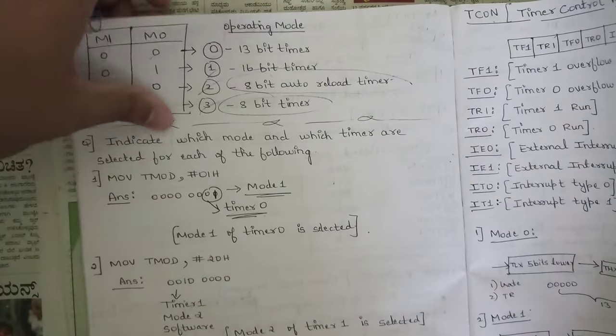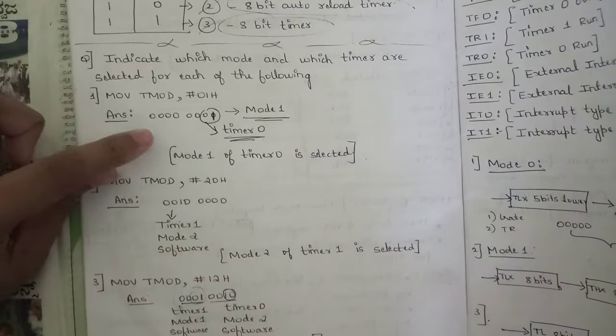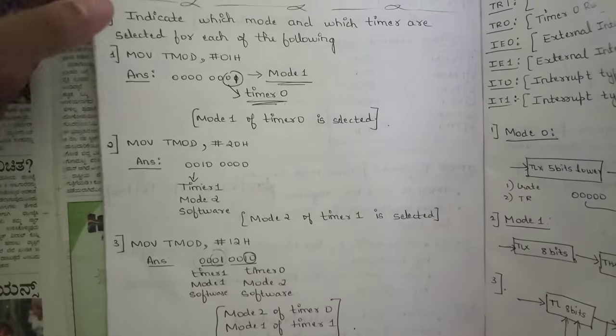So these are some of the examples of how to load the value into TMOD. I have written some examples, so please note them down. Pause the video and refer to it.